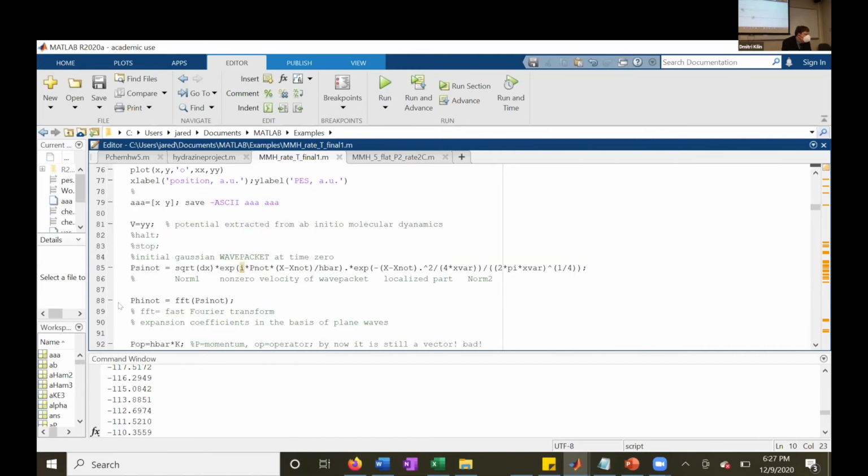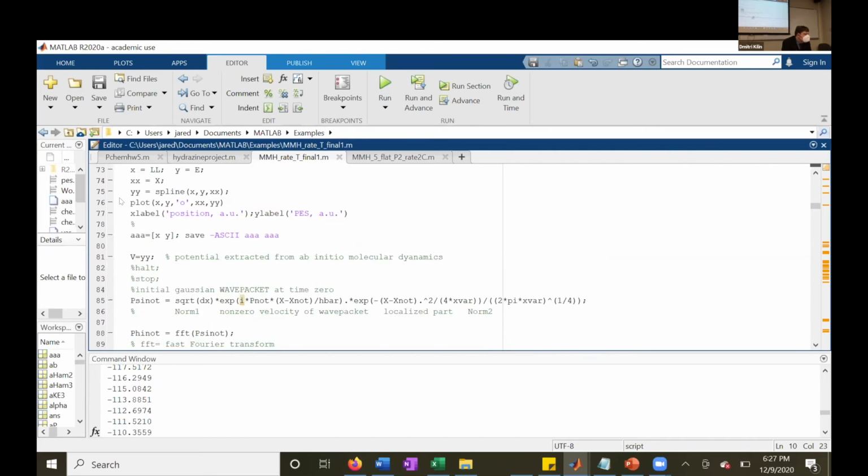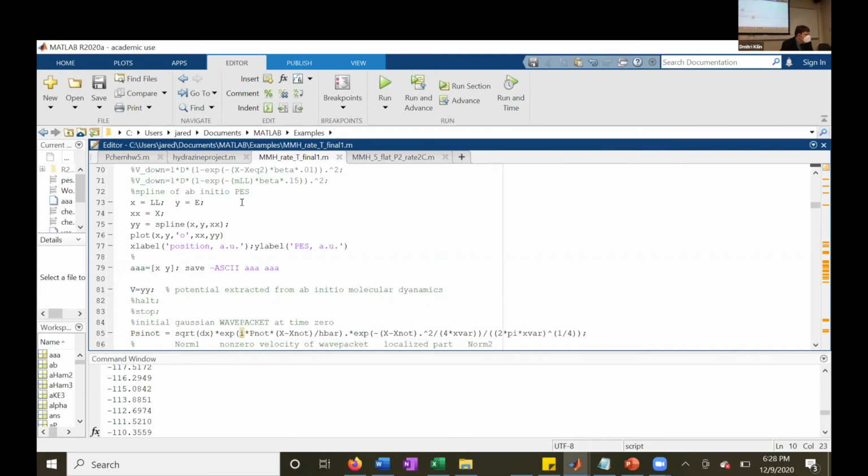Oh, stop. V equals YY. Line 81. Very good. Okay, now we need to find where YY is. I think it was so strange because of several steps of debugging. Spline. Okay, very good. Yes, we found it. So line 73 defines y equals e, and yy equals spline(x, y, xx). Very good.